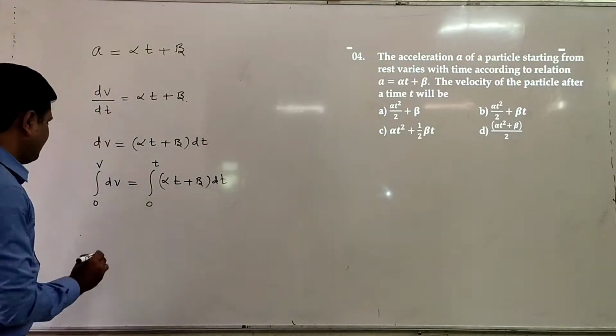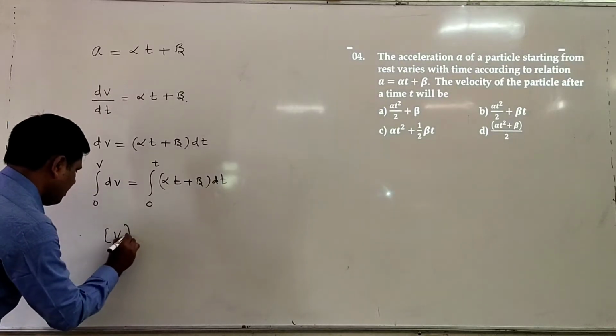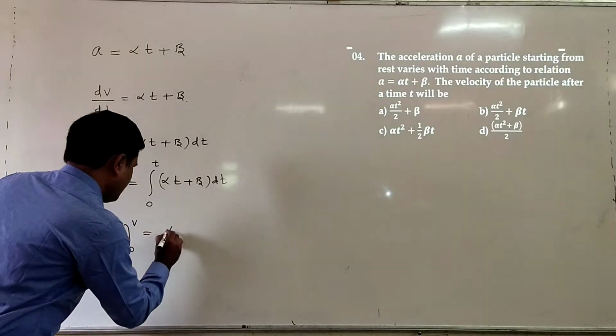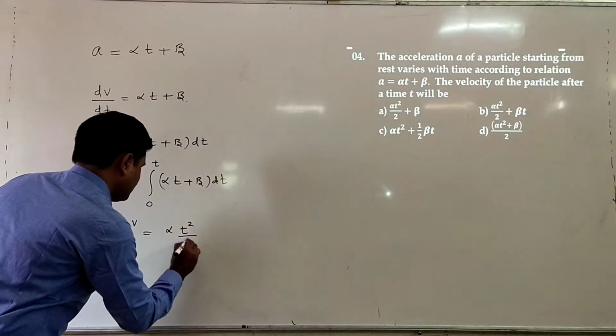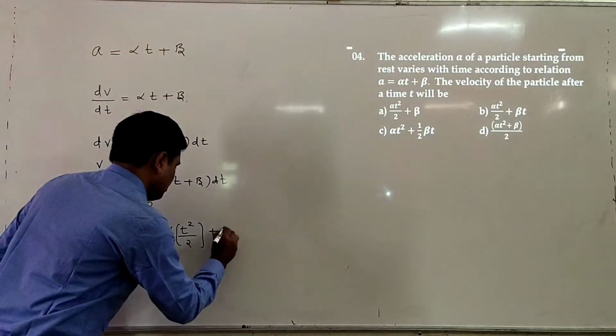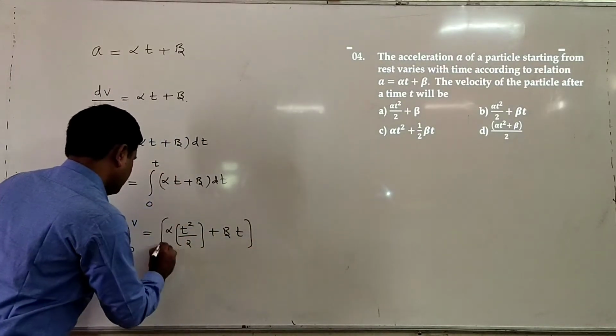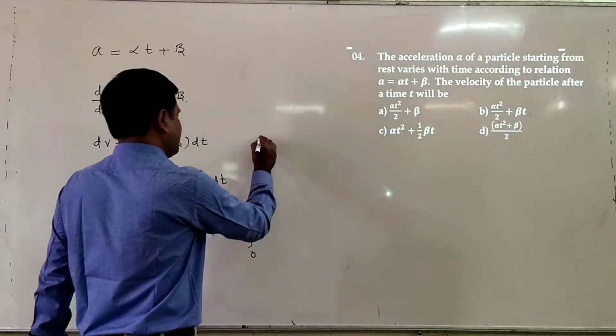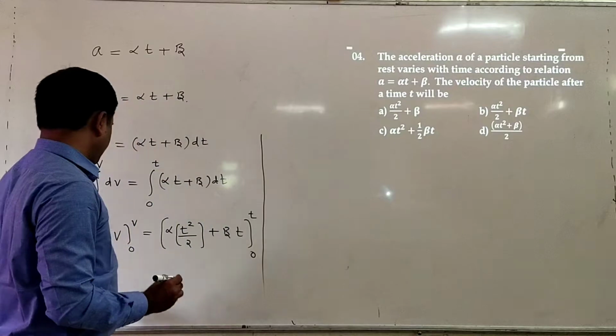Now what is coming here? Integration of dv is v, from 0 to v, equal to this integration. Alpha into t square by 2, since the integration of t is t square by 2. Then beta into t, with the limits taken from 0 to t. Now we can substitute the limits here.